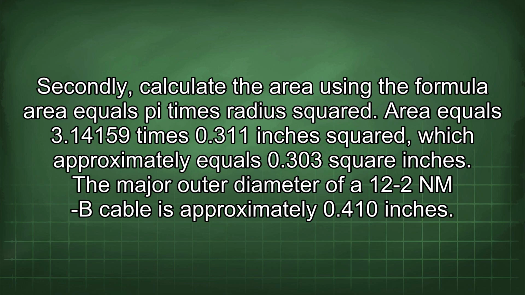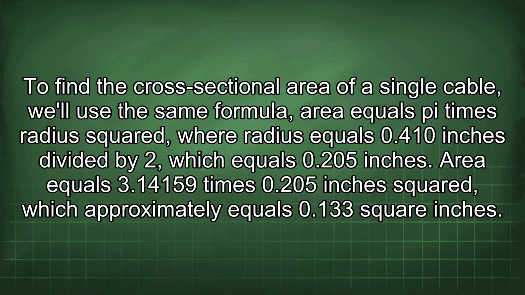The major outer diameter of a 12-2 NMB cable is approximately 0.410 inches. To find the cross-sectional area of a single cable, we'll use the same formula. Area equals pi times radius squared, where radius equals 0.410 inches divided by 2, which equals 0.205 inches. Area equals 3.14159 times 0.205 inches squared, which approximately equals 0.133 square inches.